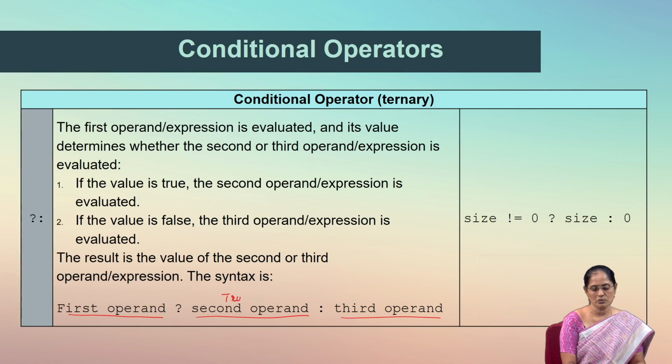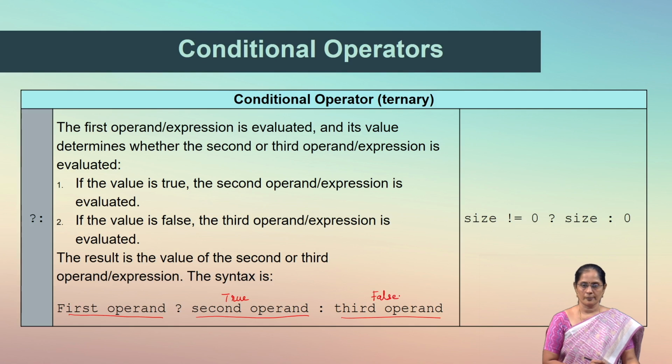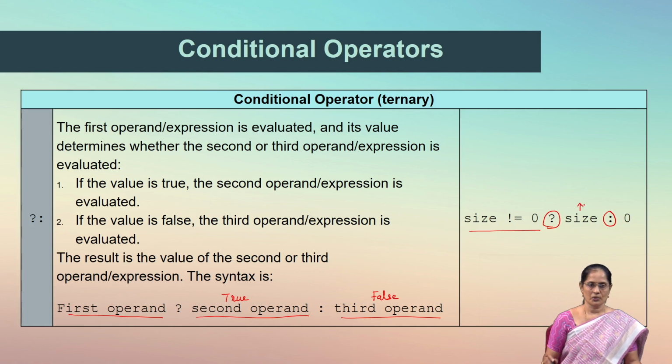If the condition is true, it executes second operand. If the condition is false, it executes the third operand. Say for example, size not equal to 0 is the condition checked by the ternary operator. The ternary operator is going to be the question mark and the colon symbol. Together we will call that a ternary operator. So, we are checking for the condition if size not equal to 0. If the size is not equal to 0, then it executes this statement. It means it displays the value as size or else it makes it to be 0.